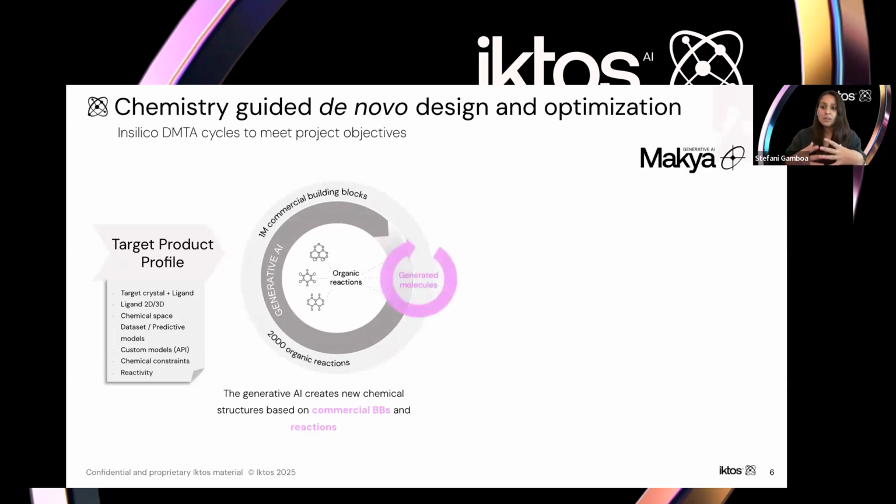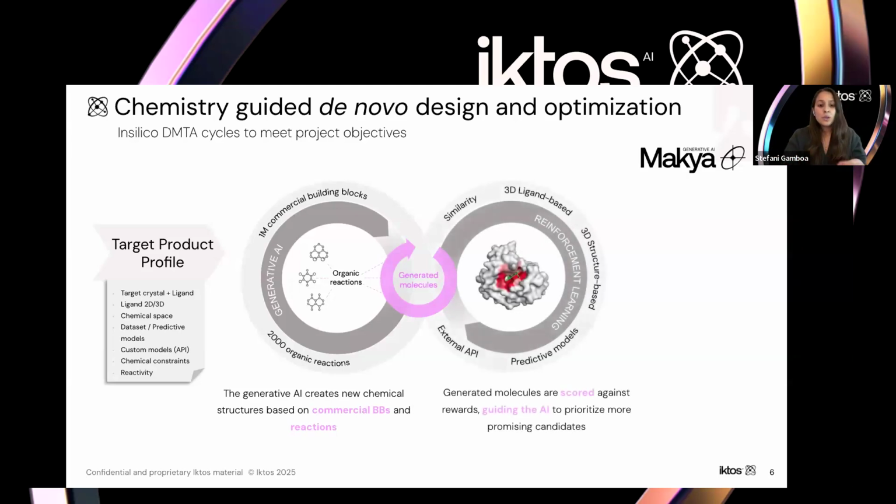Then after we generate a batch of molecules, we enter our optimization loop. These generated molecules are scored using reinforcement learning based on how well they meet the target product profile criteria. This scoring system acts like a reward function, guiding the AI to prioritize more promising candidates in every iteration. So the result is a tightly integrated, chemistry-aware design cycle that doesn't just generate ideas, it delivers optimized, synthesizable molecules that are aligned with real-world project goals.